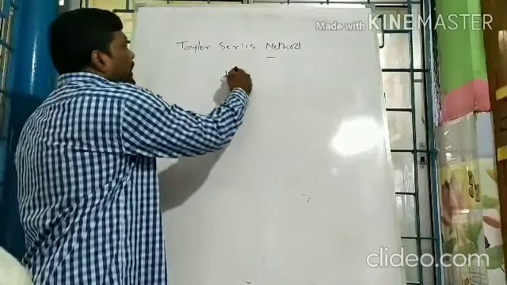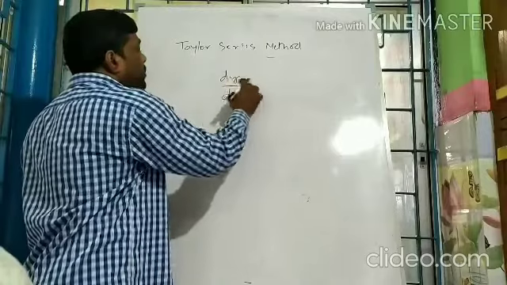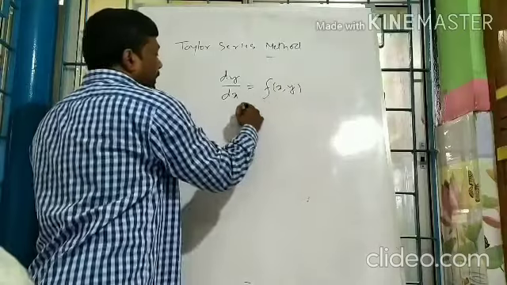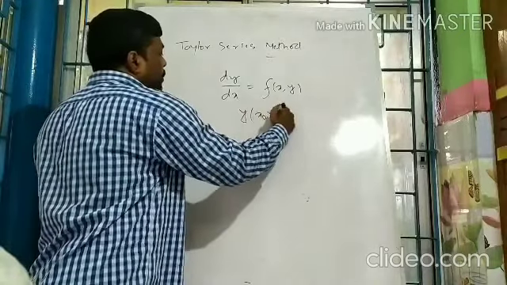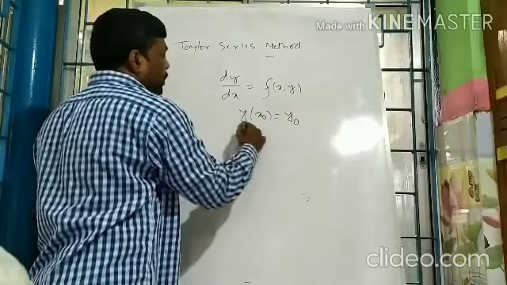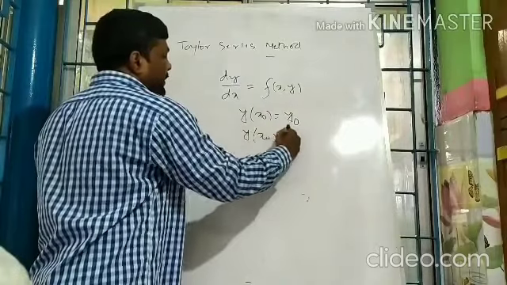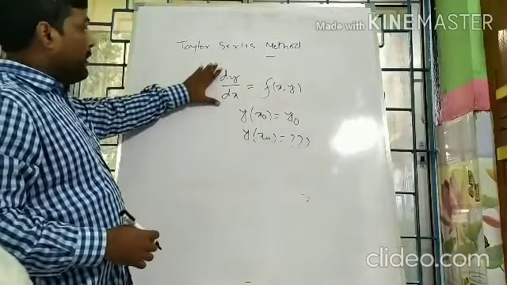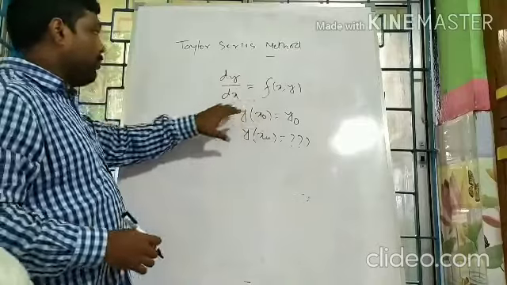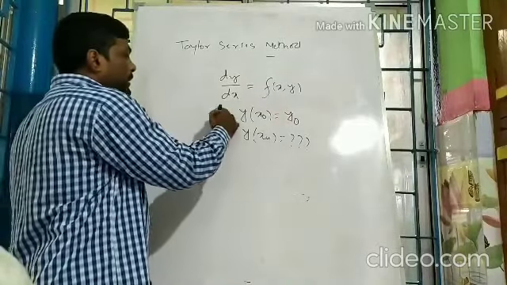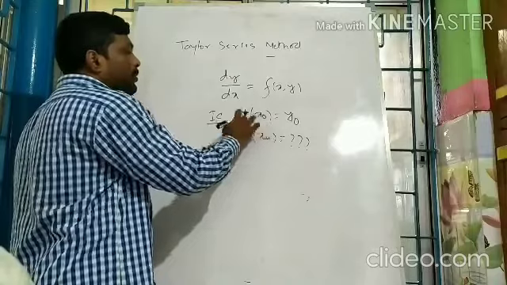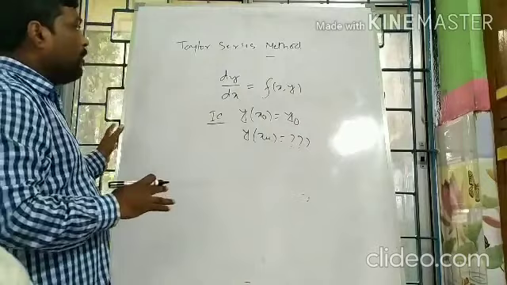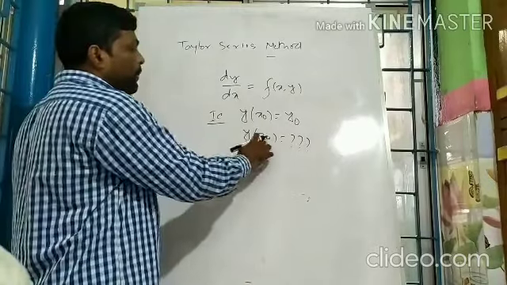Suppose we have a first order differential equation dy/dx = f(x, y), with the initial condition that at the point x0, the value of y is y0. At the point xn, what is the value of y? We have to calculate the value of y at the point xn.